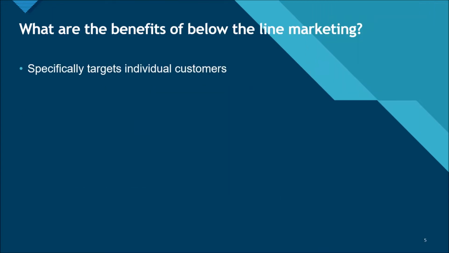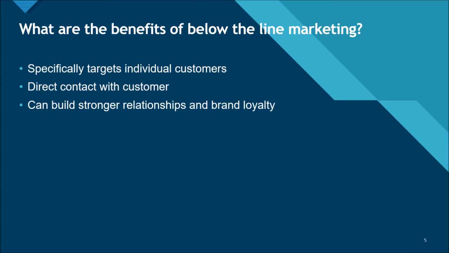Below the line marketing is really popular at the minute because it gives lots of benefits. It gives you the ability to target individual customers rather than a huge mass audience. It allows you direct contact with customers. So for example, if you sign up to a mailing list, then the company or the media techs can directly communicate with you on a personal level through email. And that allows you to build much stronger relationships and brand loyalty if you see the company or the media techs discussing and talking about you personally.